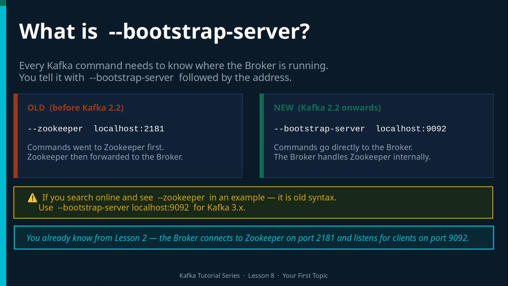If you find an example online that uses --zookeeper, that is old syntax. Ignore it and use --bootstrap-server localhost:9092 instead. You already know from lesson 2 that the broker listens for clients on port 9092. That is exactly what we are connecting to here.